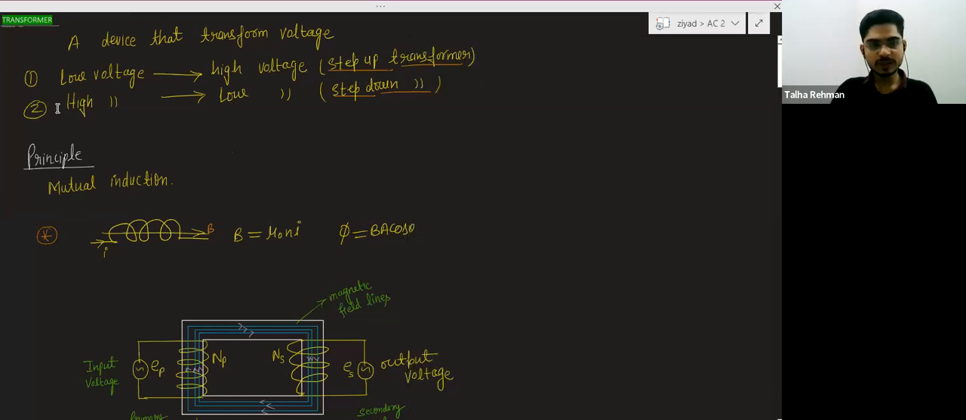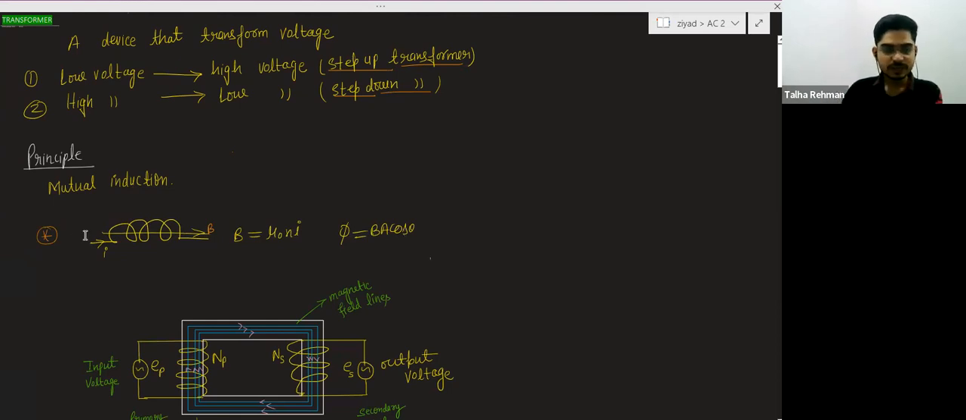Before starting the transformer, you should know some basic things. You should know the formula of the flux. That is BA cos theta. B is the magnetic field, A is the area, theta is the angle between the magnetic field and the area vector.